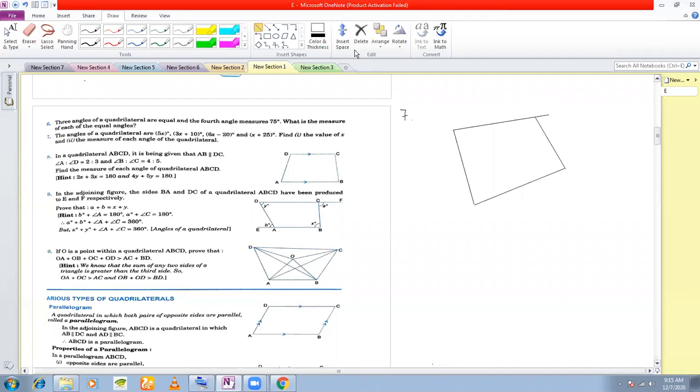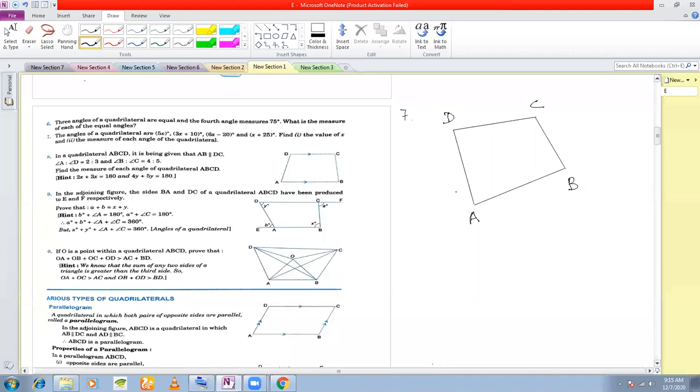Say this is the kind of quadrilateral you have. Whenever you're drawing a quadrilateral, try not to make any two sides parallel or any angle 90 degrees. Keep it as a general quadrilateral. I'll tell you the reason why when we do parallelograms, rhombus and all. Then I'll tell you. So what is given here?